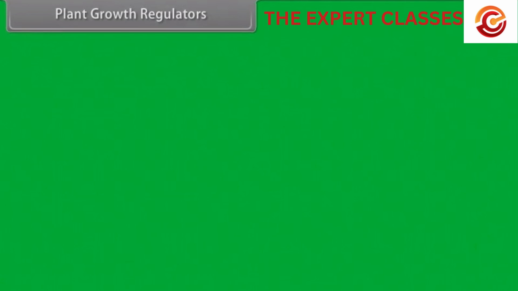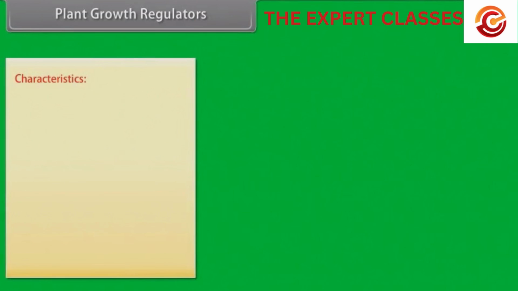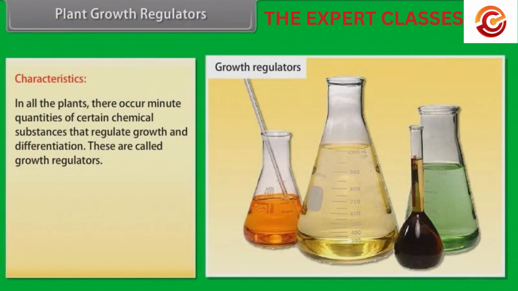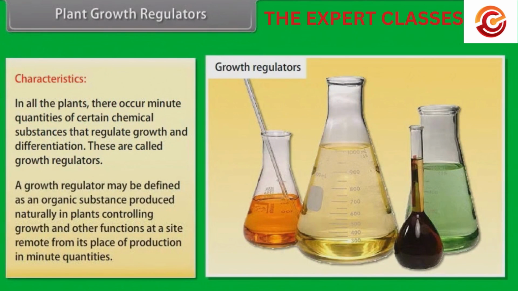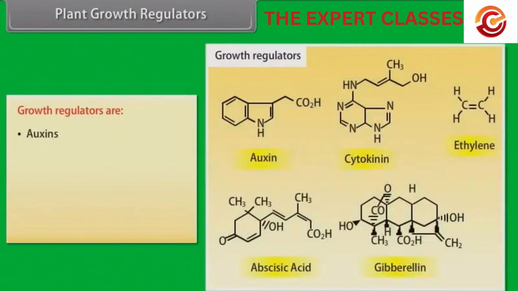Plant growth regulators. Characteristics. In all the plants, there occurs minute quantities of certain chemical substances that regulate growth and differentiation. These are called growth regulators. A growth regulator may be defined as an organic substance produced naturally in plants controlling growth and other functions at a site remote from its place of production in minute quantities. These are auxins, gibberellins, cytokinins, ethylene, and abscisic acid.